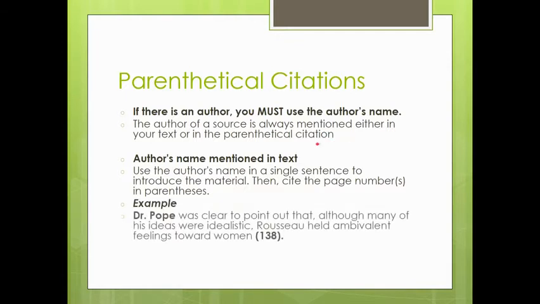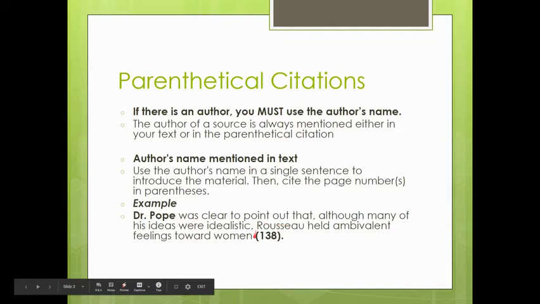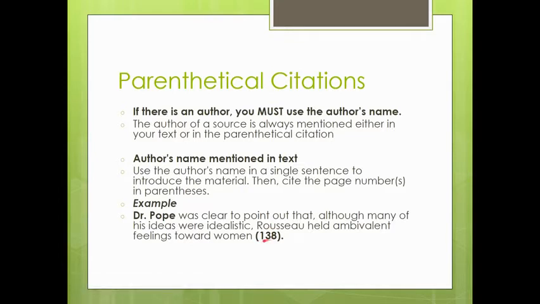Here's an example. So this came from a book. Dr. Pope was clear to point out that although many of his ideas were idealistic, Rousseau held ambivalent feelings towards women. Notice in parentheses, all I have here is a page number. Because I mentioned the author's name in the sentence, I don't have to put the author's name in the parentheses. I just put the page number there. Now, if this had been a website, I would put the web address there or the title of the web page.